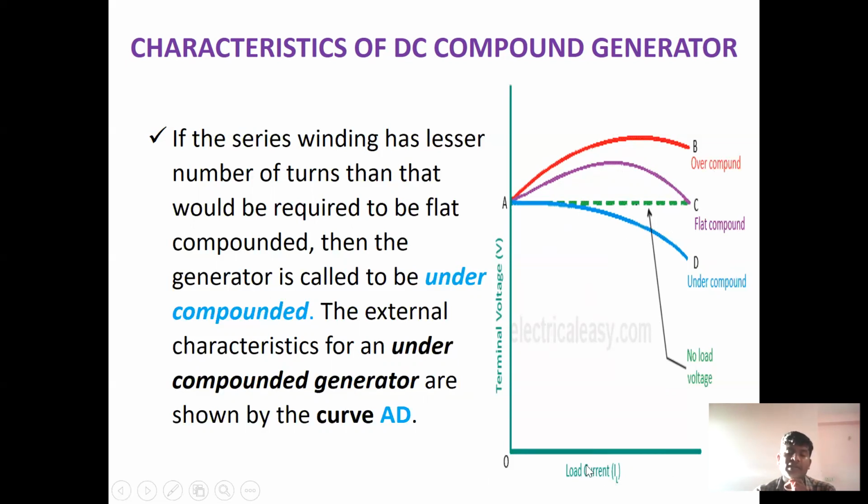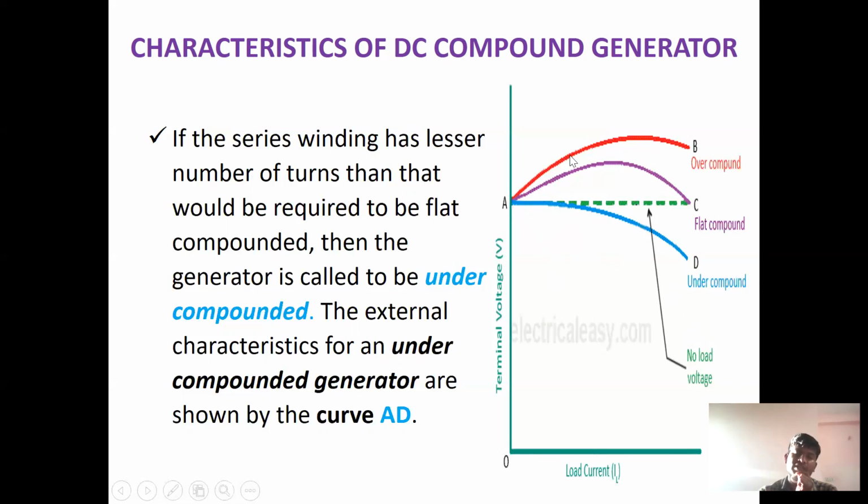Why? Because by changing the load current, the series field current also changes. Both are the same. In the short shunt compound generator, the series field current equals the load current, IL equals ISC. In the long shunt compound generator, IL plus ISH equals ISC. That means a change of load current automatically changes the series field winding current, which may increase, stay constant, or decrease. So the terminal voltage also increases, stays constant, or decreases.